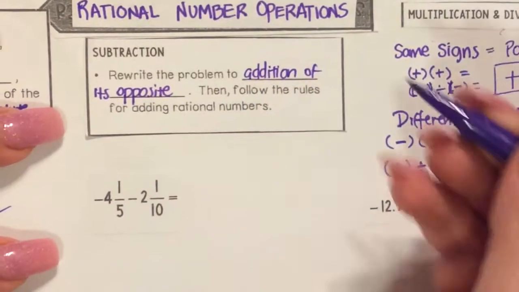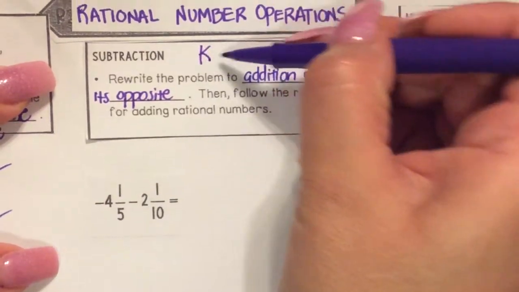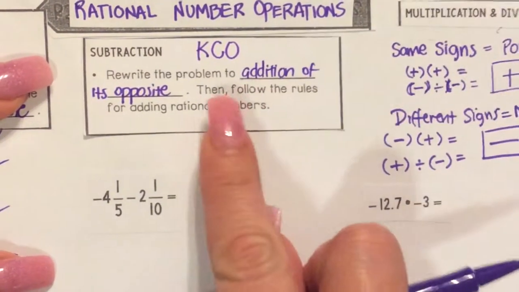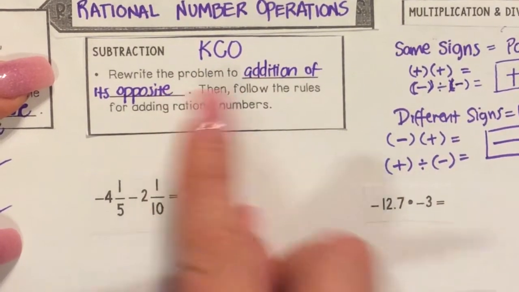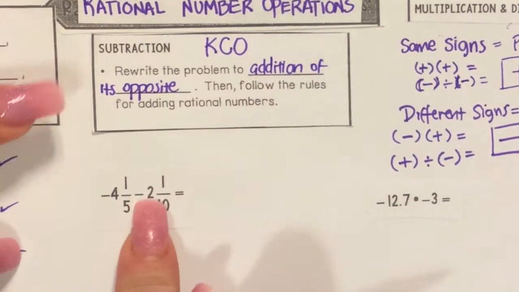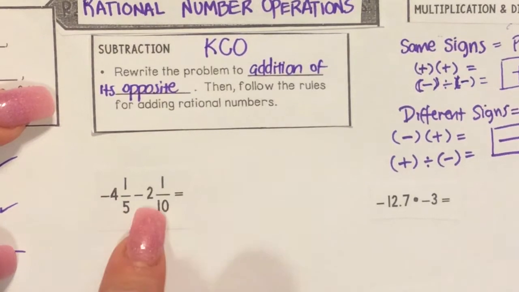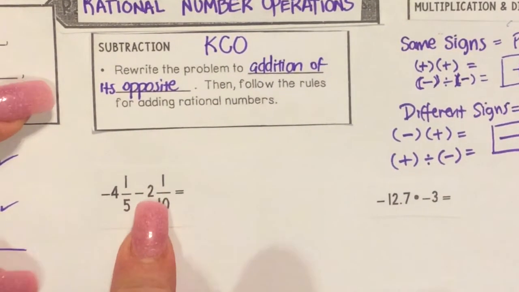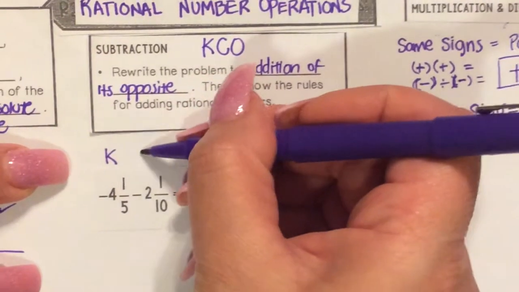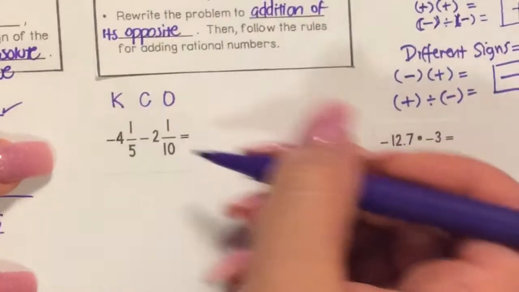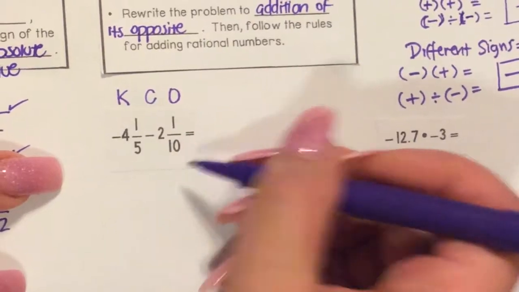And some of you know this as using KCO. We keep the first number, we change to addition, and we change the second number to its opposite. So when I see positives and negatives and then a subtraction, I know this subtraction is going to turn into addition. So I suggest you always write KCO. That way it reminds you that you have to rewrite this operation.